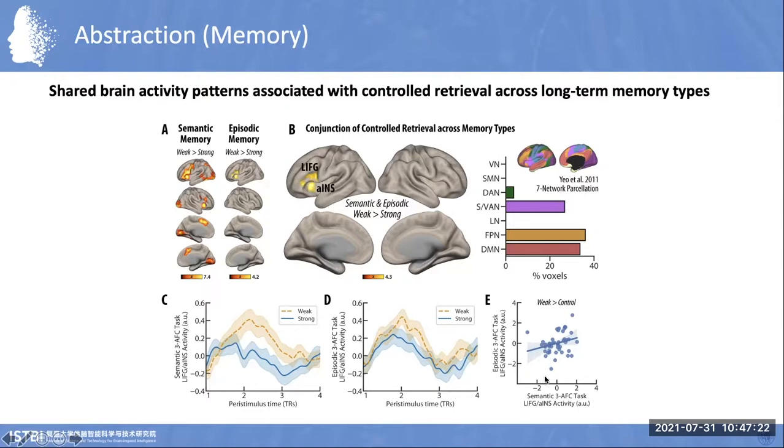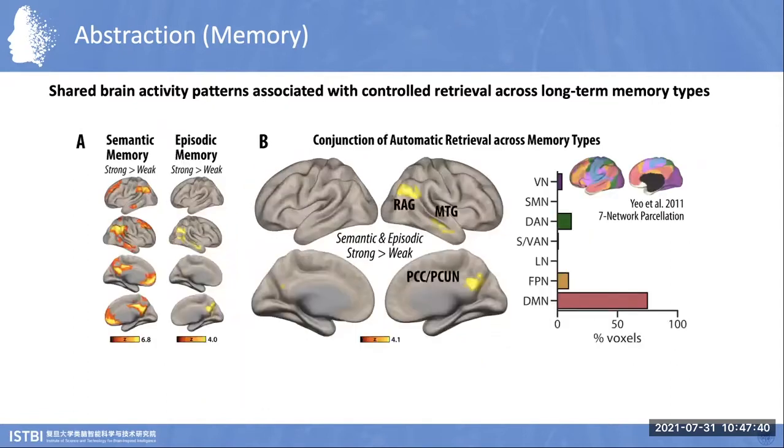And the level of activity in this region was associated with the performance of the participants within this task, right? Even more interestingly, though, in the context of greater abstraction or greater strength of memory is when we do the reverse contrast. So when we're looking for what is more active in the brain while the participants are retrieving strong semantic memories and strong episodic memories, the automatic retrieval of strong memory traces shows convergence on the posterior parietal regions, such as the posterior cingulate cortex, as well as the bilateral angular gyri, but a bit more focused on the right angular gyrus.